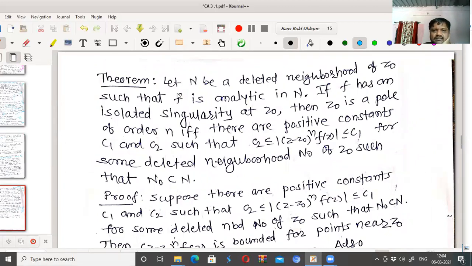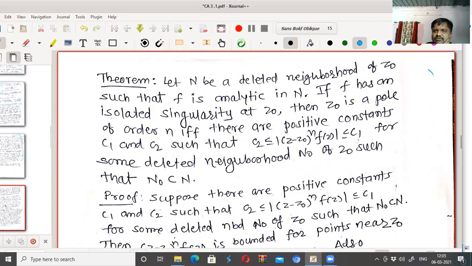We have this result there. Let n be a deleted neighborhood of z0 such that f is analytic in n. So what does deleted neighborhood of z0 mean? Suppose z0 is here. We are removing this one point only, and the remaining neighborhood is called a deleted neighborhood. If f has an isolated singularity at z0, then z0 is a pole of order n if and only if there are positive constants c1 and c2 such that mod of (z minus z0) to the power n times f of z lies between c2 and c1 for some deleted neighborhood n0 of z0 such that n0 is contained in n.